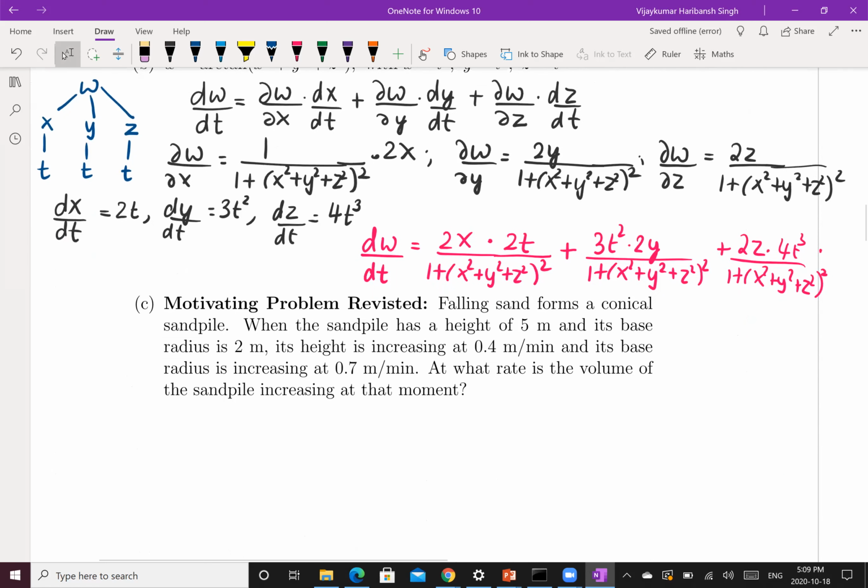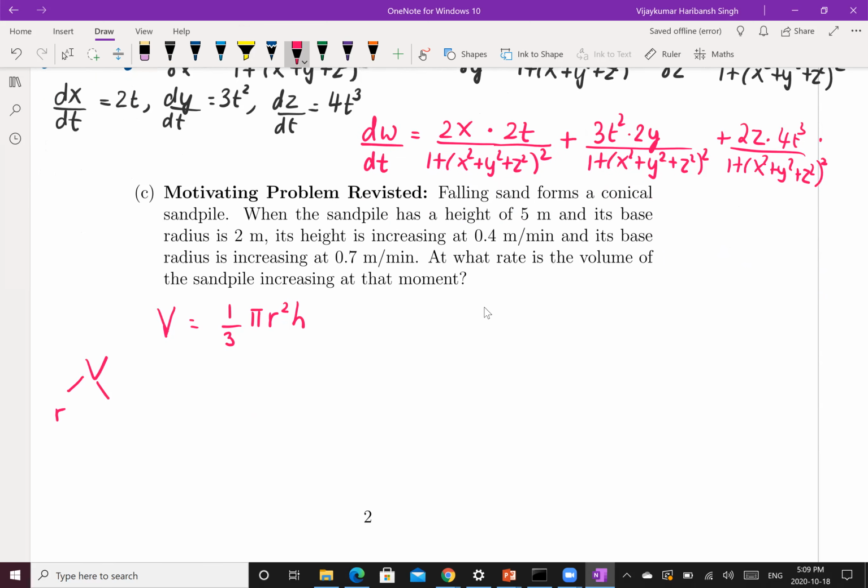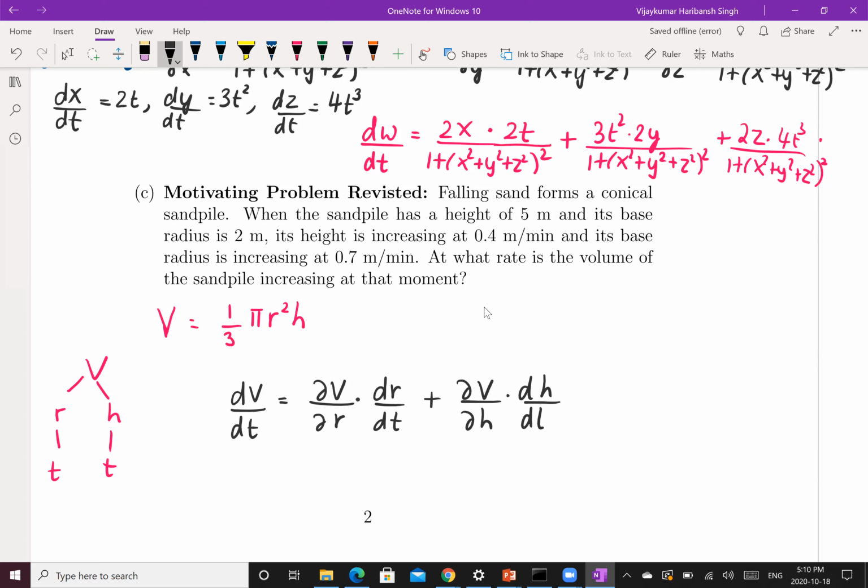So now, coming back to our original problem, we have V equals 1 by 3 pi r square h. So your V is a function of r and h, and they in turn are functions of t. Let's compute this. So what is dV by dt going to be? dV by dt is the partial derivative of V with respect to r times dr by dt, because r is completely a function of t, plus the partial derivative of V with respect to h times dh by dt.